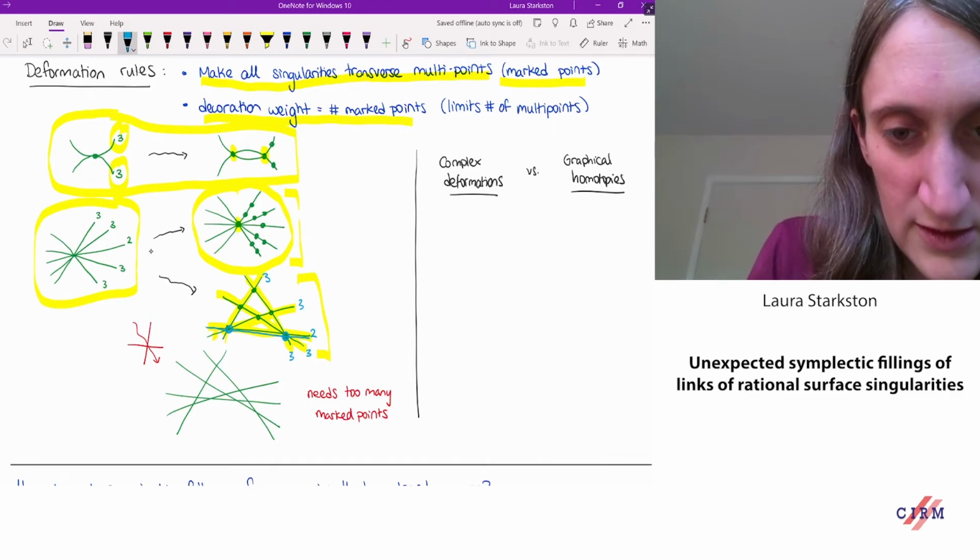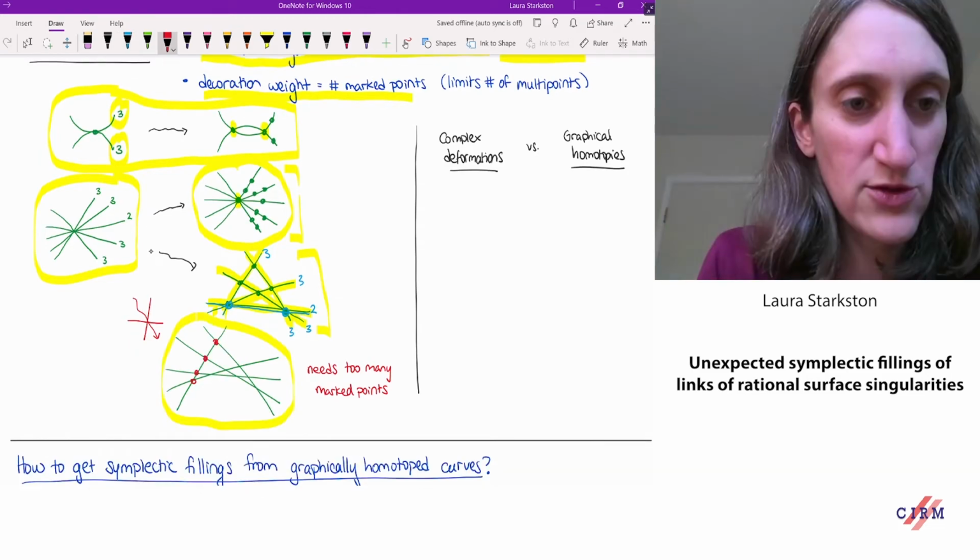One thing that you couldn't do is get a generic line arrangement. So that's a perfectly good complex deformation of this singularity, but it doesn't satisfy the weight constraints because, for example, this component would need to have 4 marked points, and that's too much. I should only have 3 marked points on each component at the most.